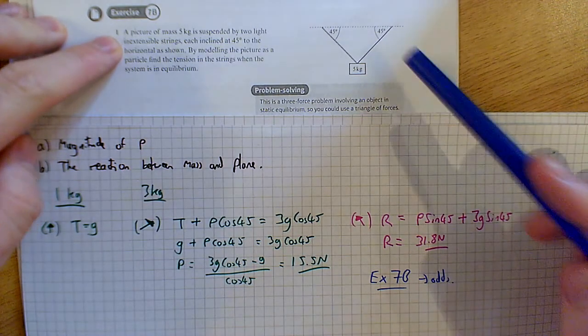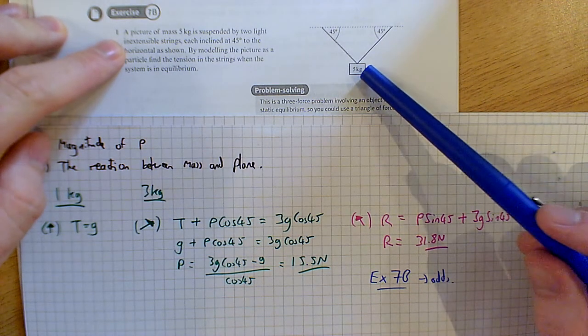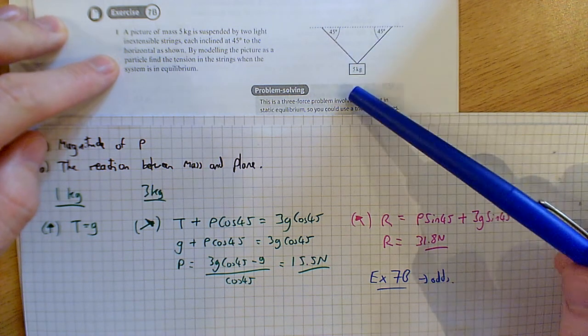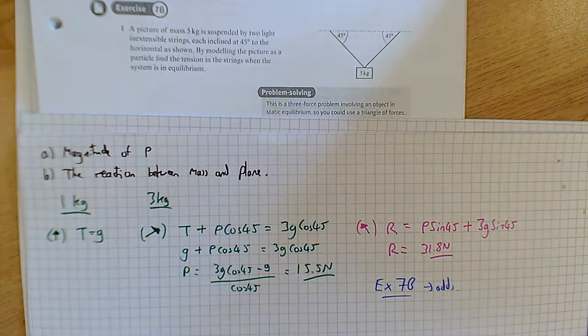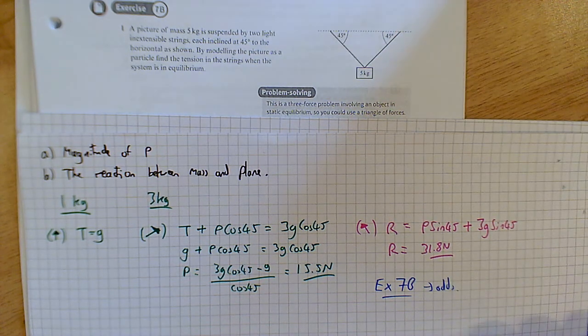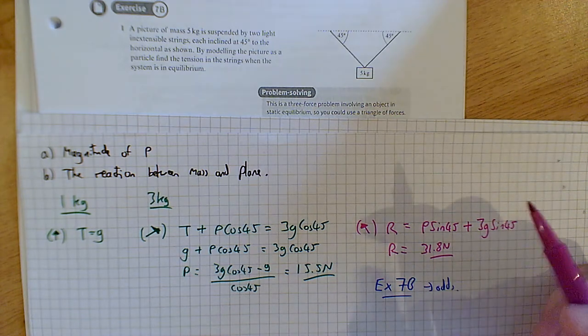Okay, so here, just a little bit different to the example, I just want to make this point. So it tells you in question 1 a picture of mass 5 kg suspended by 2 light inextensible strings, each inclined at 45. So when we make this model, right, we make this picture, the fact is that this and this are not the same string, they are different strings. If they were the same, they would both have the same force of T on them. But because they're 2 separate strings, they can theoretically have different tensions.